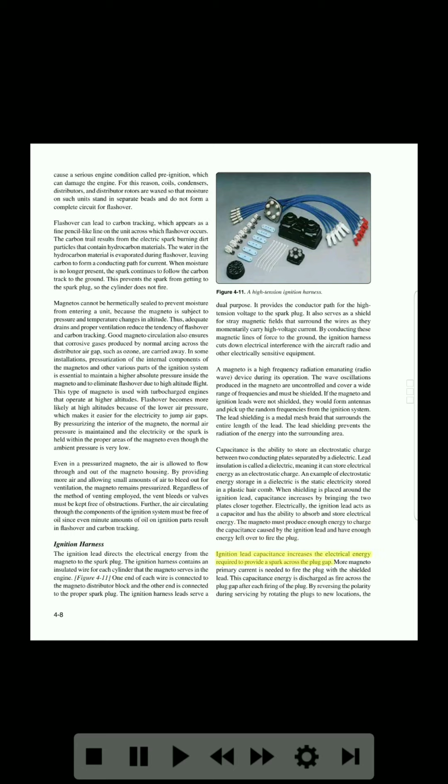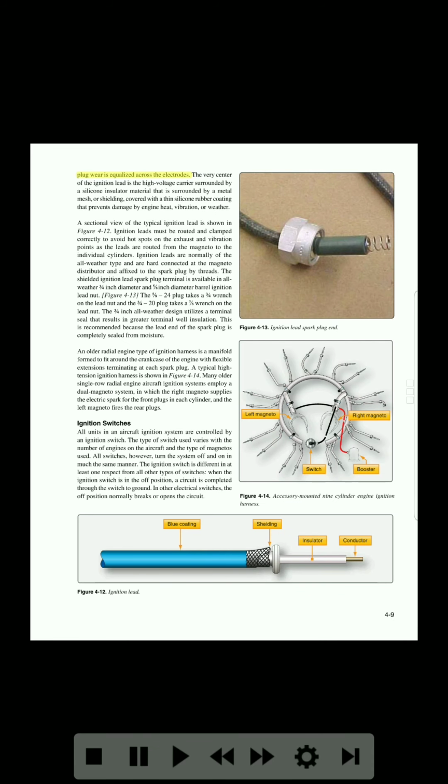Ignition lead capacitance increases the electrical energy required to provide a spark across the plug gap. More magneto primary current is needed to fire the plug with a shielded lead. This capacitance energy is discharged as fire across the plug gap after each firing of the plug. By reversing the polarity during servicing, by rotating the plugs to new locations, plug wear is equalized across the electrodes.